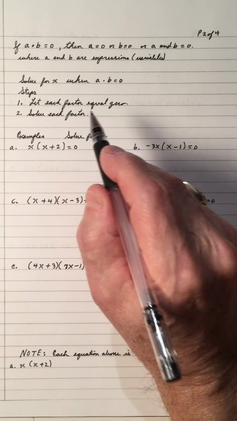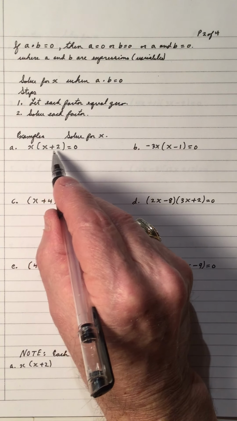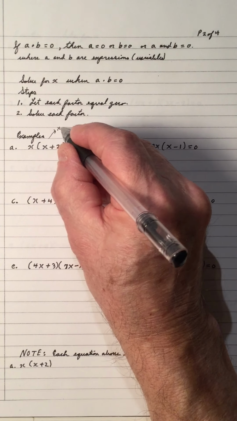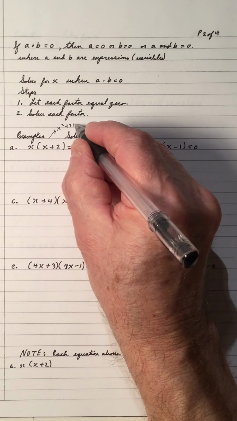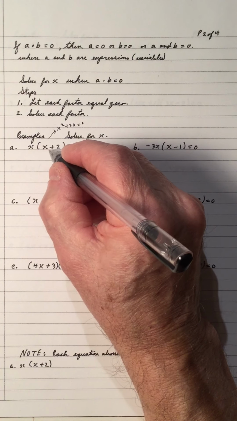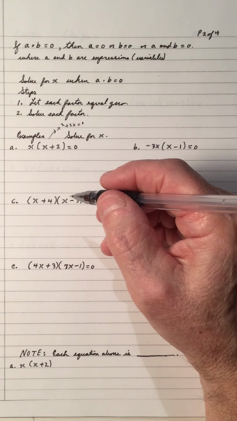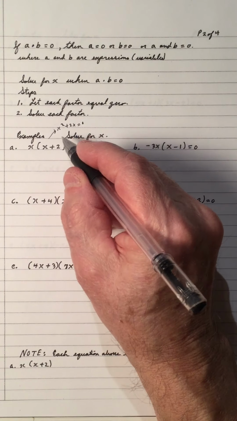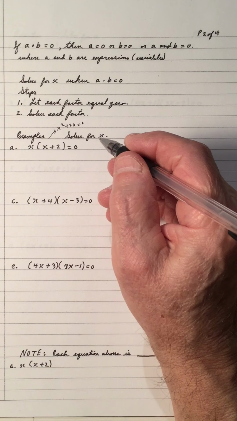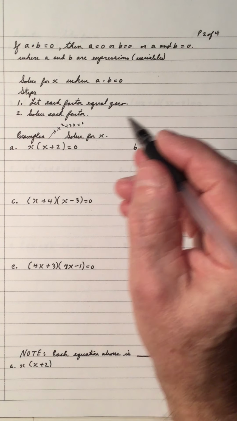Solve each factor. So notice now that we have x times x plus 2, and just to show you, x times x is x squared plus 2x equals 0. So this is a quadratic. This chapter is all about x squared, an equation that has x squared in it, which means you have a quadratic.